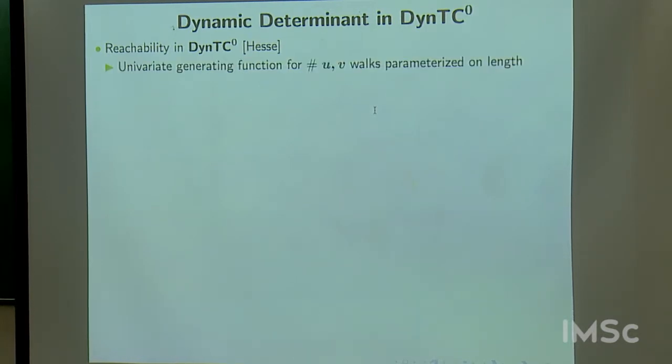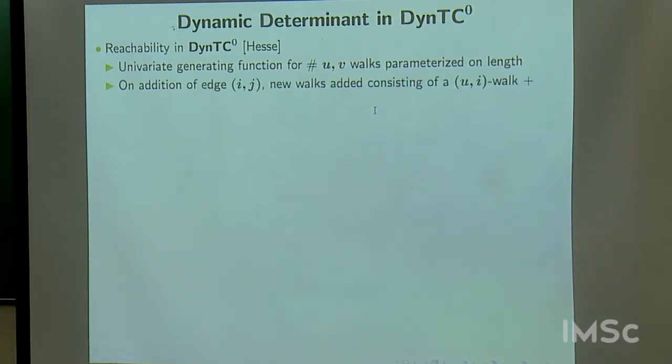So what is the basic idea behind this proof? What Hesse does is that he maintains a univariate generating function of the number of UV walks for every pair UV, parameterized on the length of the walk. So you have a generating function in which he just counts the number of walks between u and v of length L and maintains that as the coefficient of x to the power L. Okay.